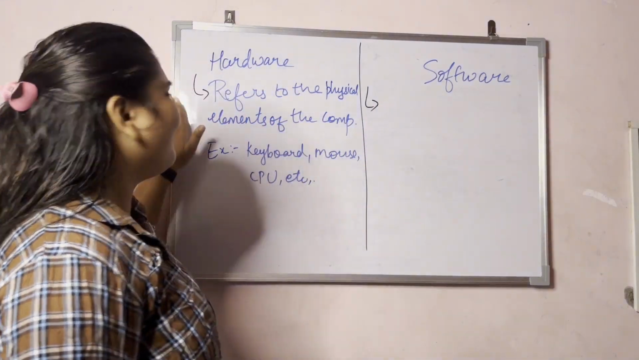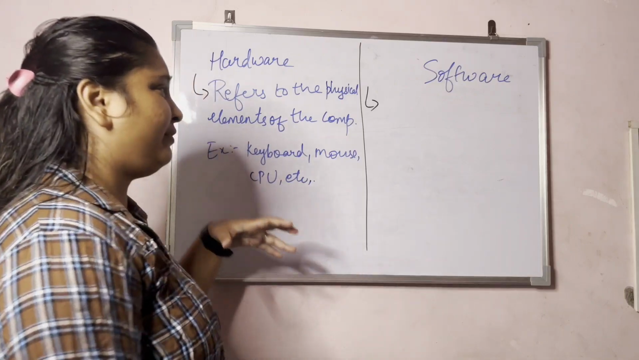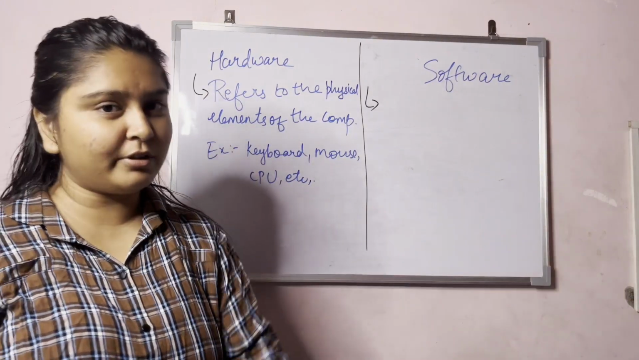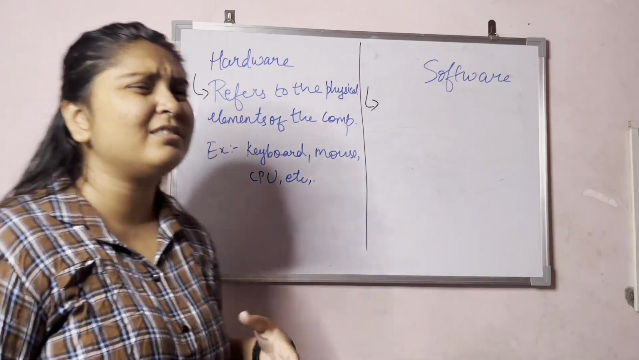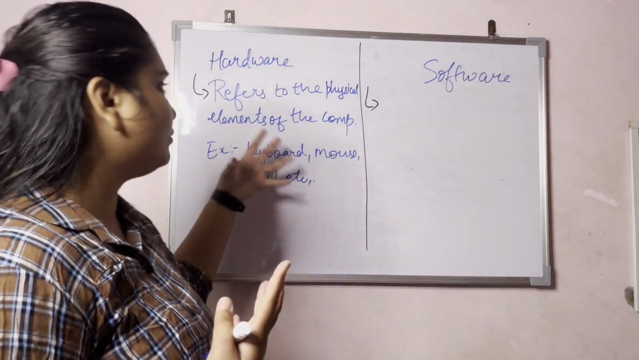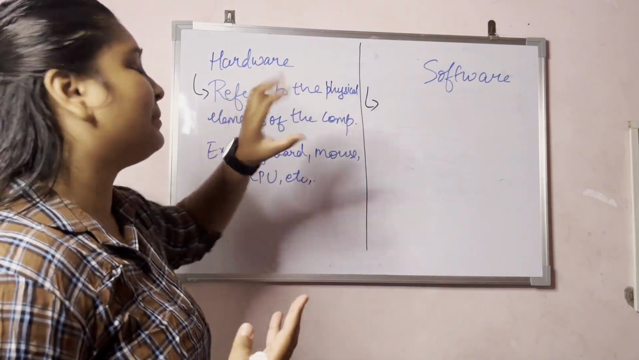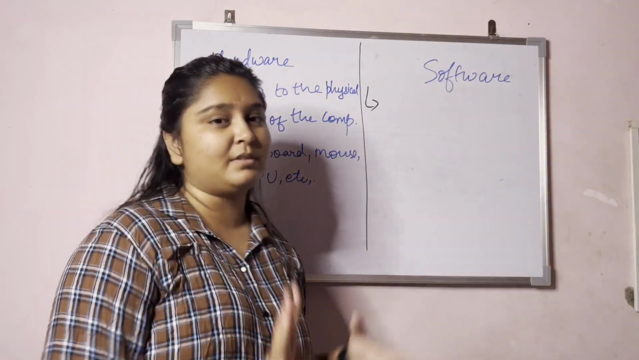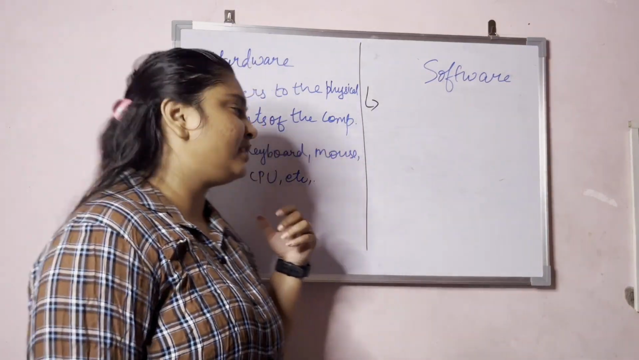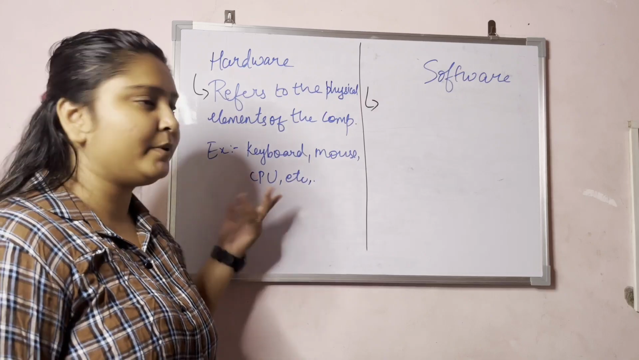So when we talk about hardware, it is the thing which we can physically touch, right? We cannot say it is the definition, but when we say it is hardware, we refer to these physical elements of the computer or the computer system. Whatever we can touch are the hardware parts, such as keyboard, mouse, CPU, etc. So these are the examples for hardware.